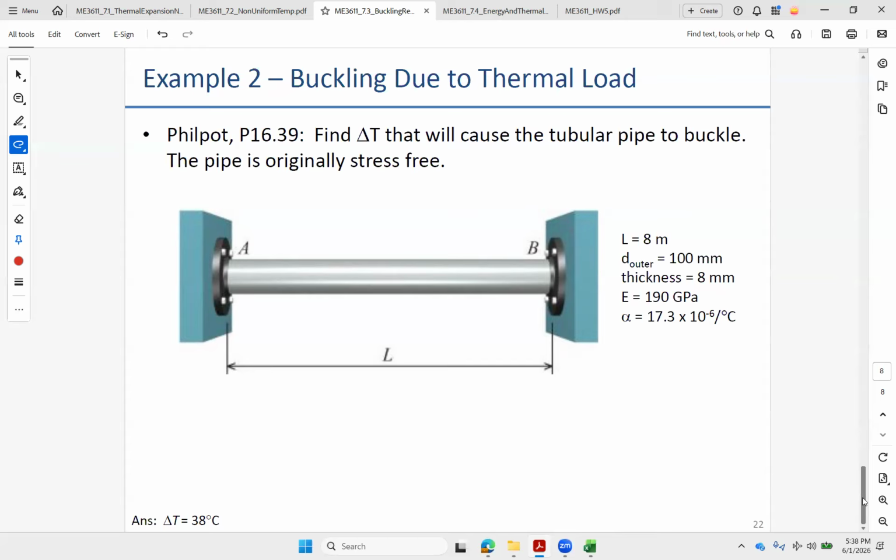And then we've got our length, we've got our pipe diameter, we got our thickness, so we can figure out everything that we need for that one. Got our modulus, and then we got our material property. So let's sketch it out and see what we come up with here.